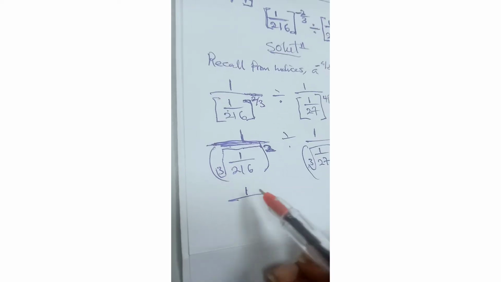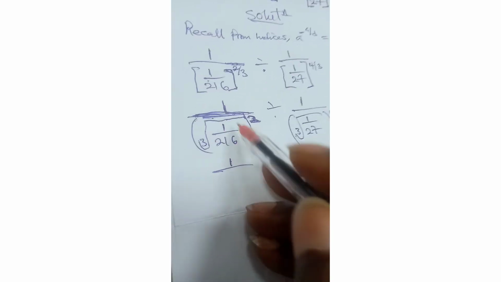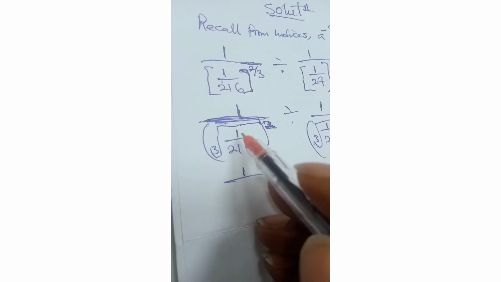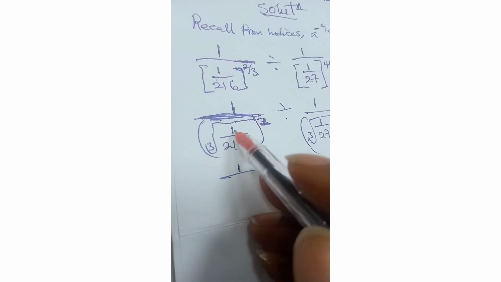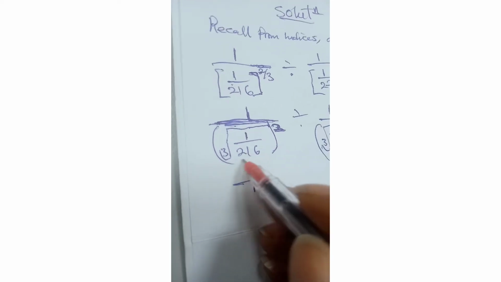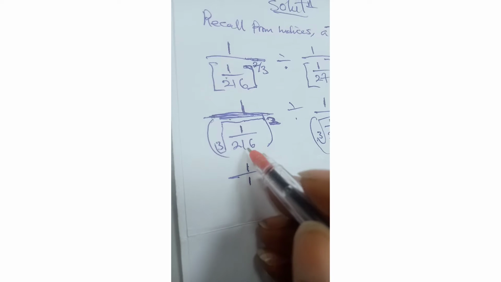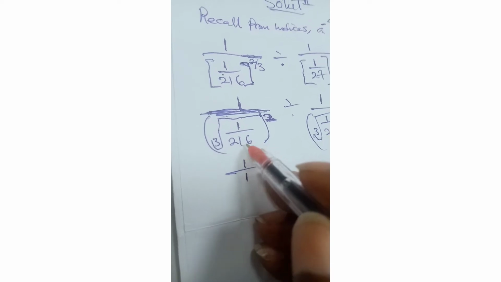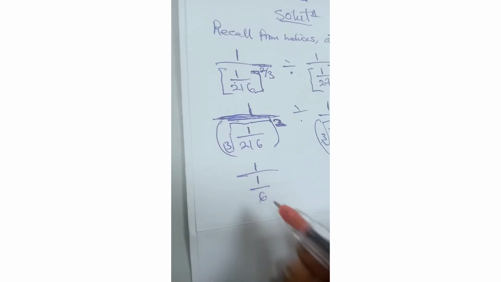So if we look at this now, we want to find the cube root of what we have inside. That is, the cube root of 1 is going to be 1. The cube root of 216 is going to give us 6.